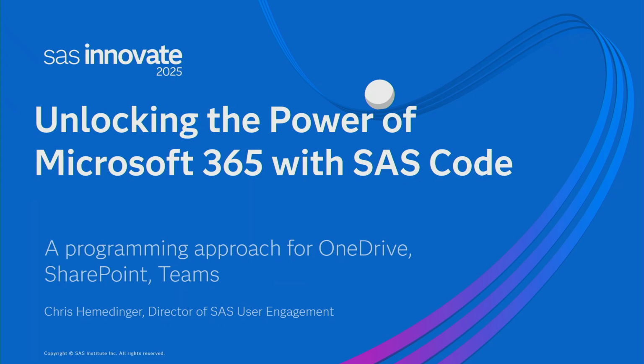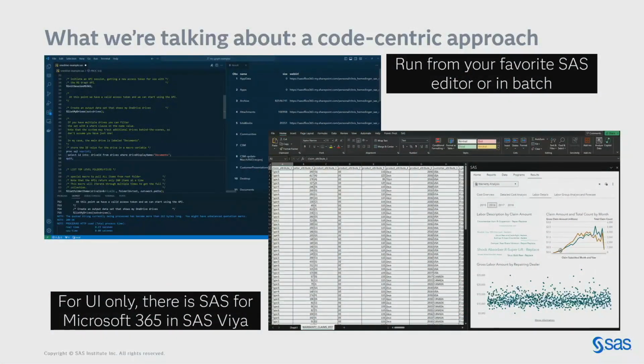Thanks, Anderson. All right, hi everybody. This is a popular topic, it always is, so I love talking about it. Just to be clear, this is what we're talking about today. We're talking about how to use SAS code to access the content that you have in Microsoft Teams or in SharePoint or in OneDrive.